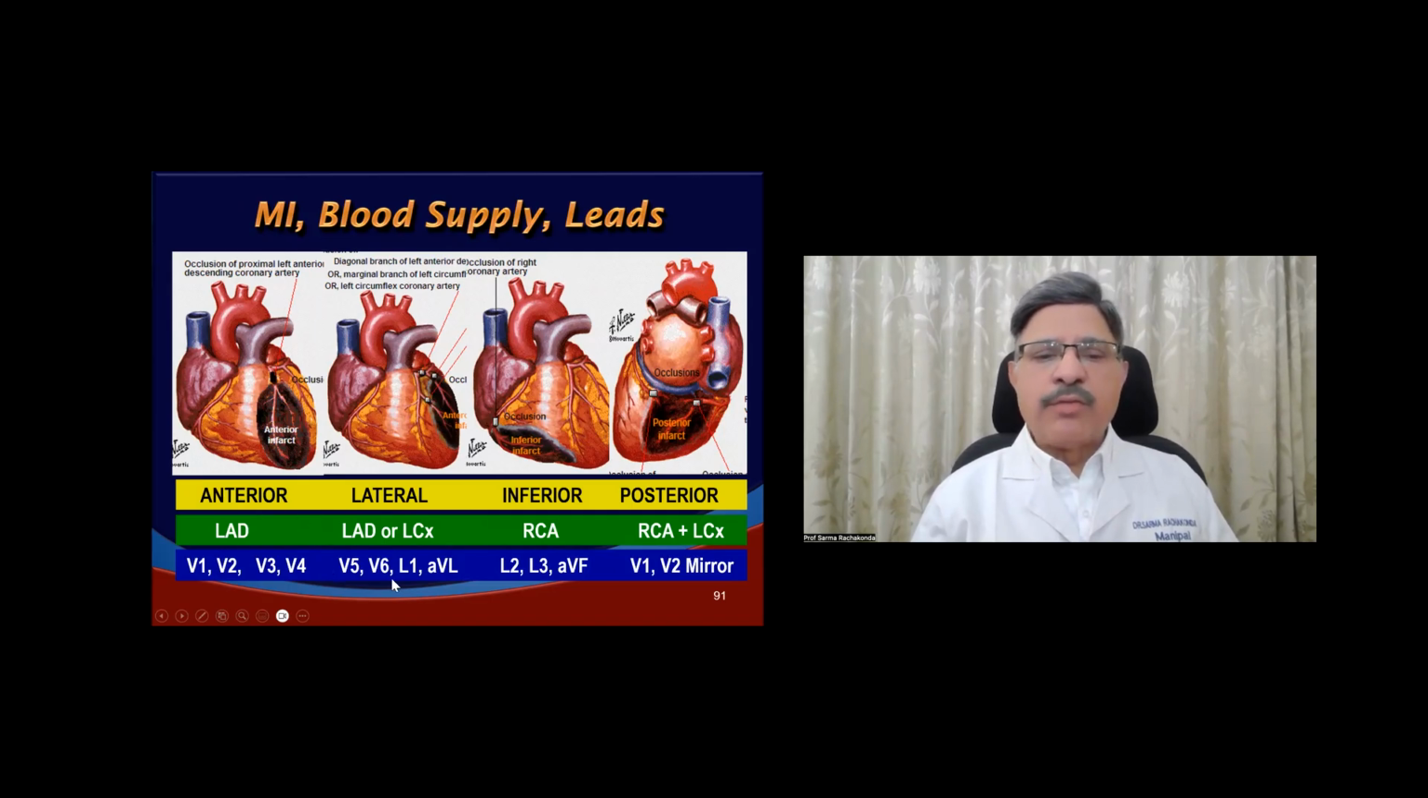So lateral are V5, V6 and L1, AVL, inferior L2, L3 and AVF, and finally posterior, V1, V2 leads will show mirror changes because posterior surface is not accessible directly. It is sitting in front of the esophagus, and that is the posterior surface.